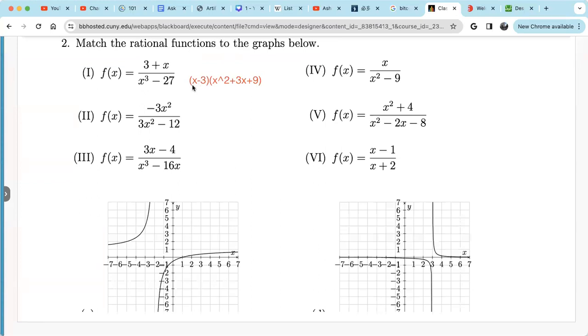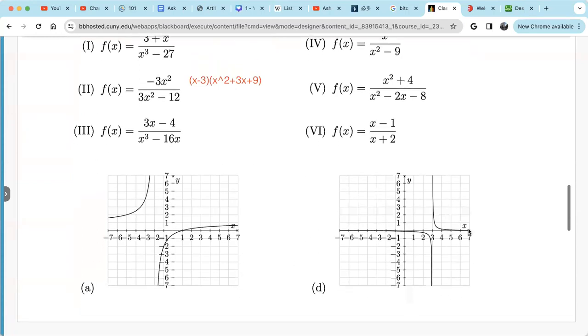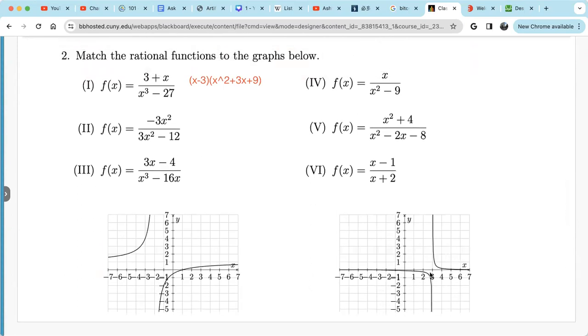That can be factored as x minus 3 times x squared plus 3x plus 3 squared, which is 9. So you see x equals 3 is a vertical asymptote. Let's look for which one has a vertical asymptote at x equals 3. Oh, this one, you see D? D has a vertical asymptote at x equals 3. The degree of the numerator is 1, the degree of the denominator is 3, so the horizontal asymptote is y equals 0, which is the x-axis. And there's only one vertical asymptote.